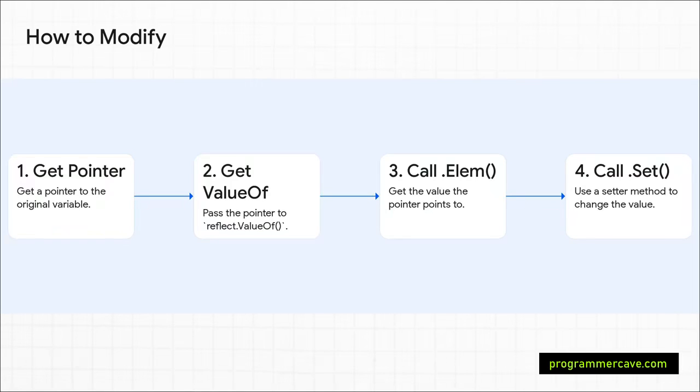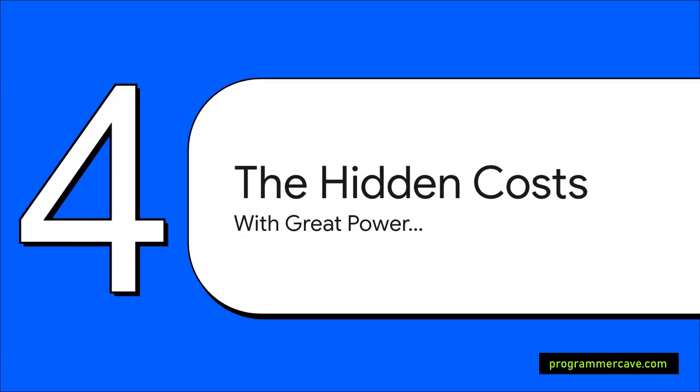Step 2, you pass that pointer to reflect.ValueOf. Now what you have is a reflection object representing the pointer itself. To get to the thing the pointer is pointing at, you have to call .Elem. Think of it as dereferencing the pointer. And boom, now you have a settable reflect value, and you can use methods like .Set to change the original variable's value.